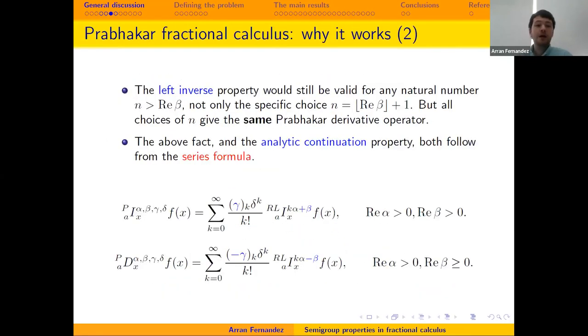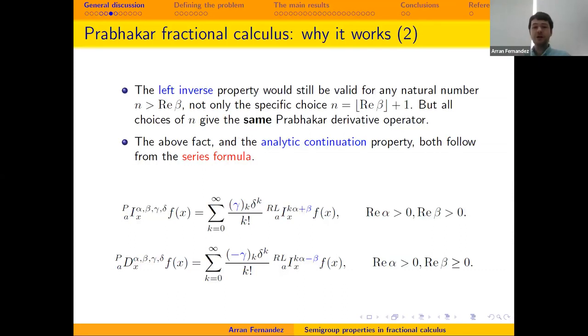To prove that, we use the series formula. So the Prabhakar integral can be written as an infinite sum of Riemann-Liouville integrals, like this. The Prabhakar derivative can also be written as an infinite sum of Riemann-Liouville operators. Some of these might be derivatives, some of them might be integrals, depending on whether k alpha minus beta is positive or negative. These two series are almost exactly the same. Just look at what's in blue. Plus beta changes to minus beta, gamma changes to minus gamma. So if you do an analytic continuation of the Prabhakar integral, changing beta to minus beta, gamma to minus gamma, you get the Prabhakar derivative.